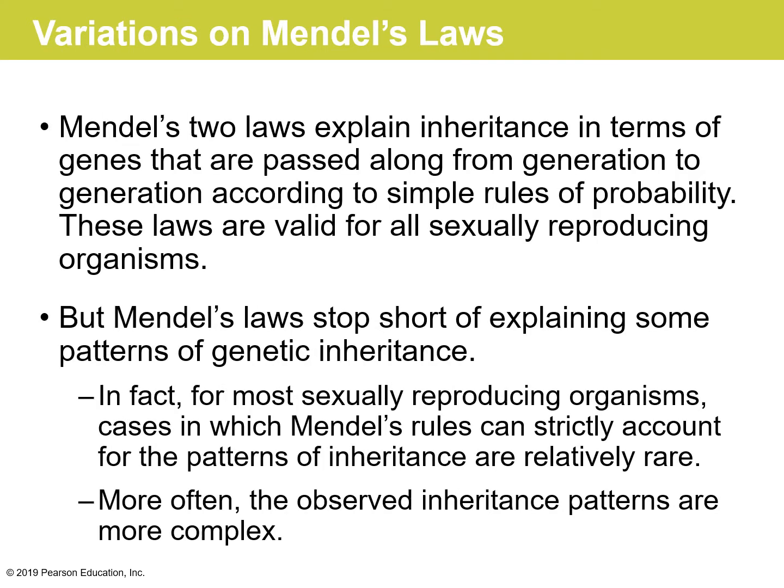Variations on Mendel's laws, or going beyond Mendel's laws. Mendel's two laws, the law of segregation and the law of independent assortment, explained inheritance for sexually reproducing organisms using simple rules of probability. However, in the real world, Mendel's laws actually stop short of explaining some patterns of genetic inheritance. Honestly speaking, for most sexually reproducing organisms, cases in which Mendel's laws can strictly account for the patterns of inheritance are actually rare. Usually we see that the observed inheritance patterns are more complex, so we have to go beyond Mendel's laws.